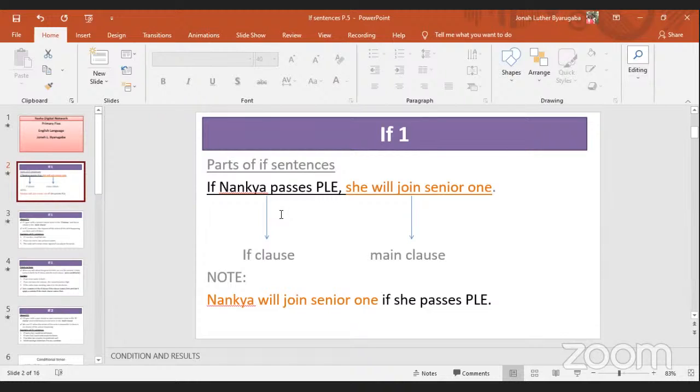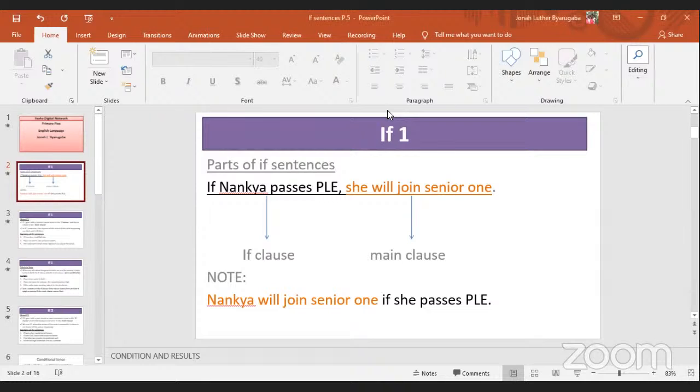Who can express the if clause in the past tense? This if clause, if Nakia passes PLE, which is now in the present simple, I want someone to express it in the past simple tense. Who can do that for me? Yes, Sharom. Nakia will join senior one if she passes PLE.